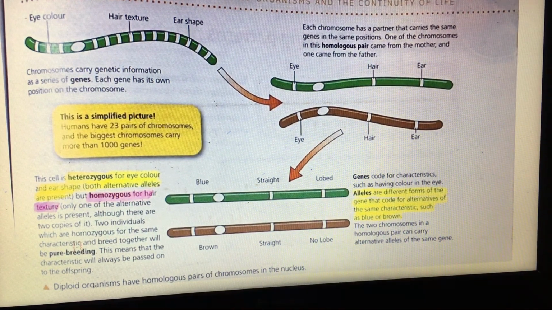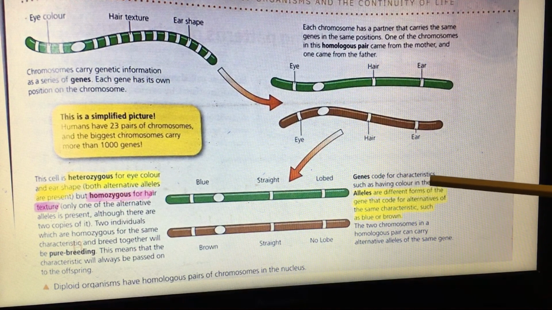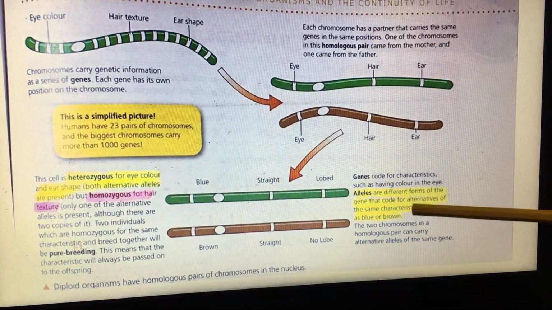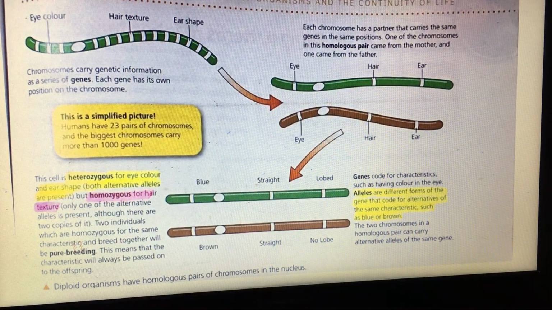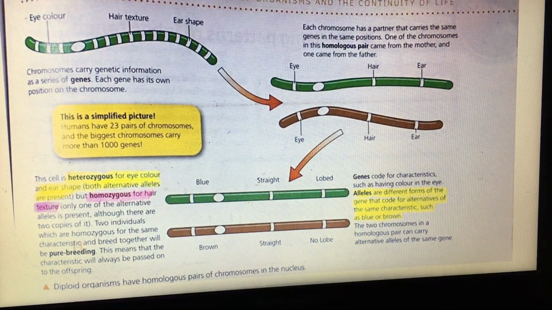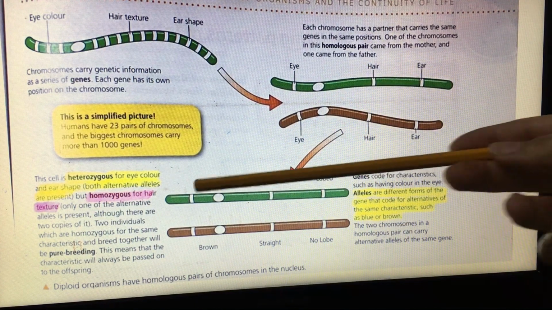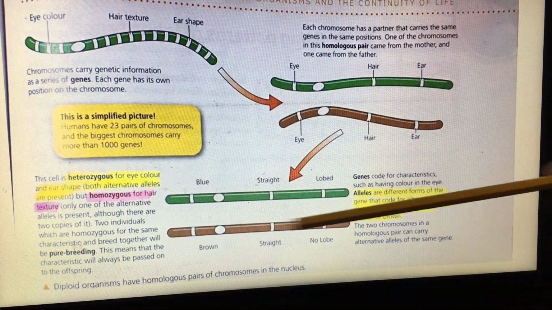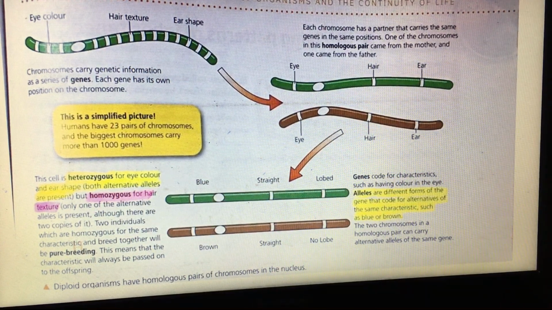And as we said also here, genes code for characteristics such as having color in the eye, and alleles are different forms of the gene that code for alternatives of the same characteristic, such as blue or brown. So when they have blue and brown in both chromosomes, we call it heterozygous because it has alternative alleles. This homologous pair has alternative alleles.